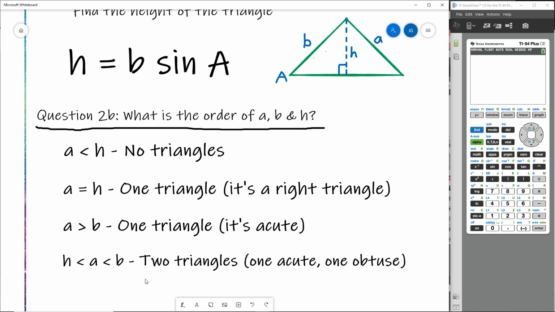The trickiest situation is going to be if H is less than A and A is less than B. If that's true, then we're going to have two different triangles, and this is where the ambiguity comes up. We're going to have to solve for both of those triangles, and it's a process where we figure out first what angle B is going to be, but it's going to turn out that there's an acute version of B and an obtuse version of B.